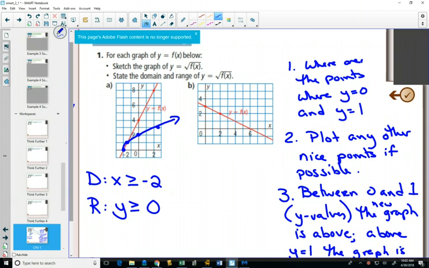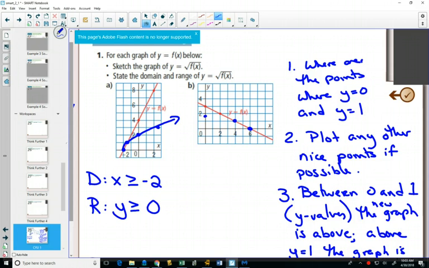Example B. Second one, again, are there any points where it's 0 and 1? Yes. We've got 0 there, 1 is right there. Are there any other nice points? Not really. You know the square root of 3 is around 1.7. So if you know the square root of 3 is around 1.7, you could do that. We know the square root of 3 is not bigger than 2. But there are not really any nicer points on this one.